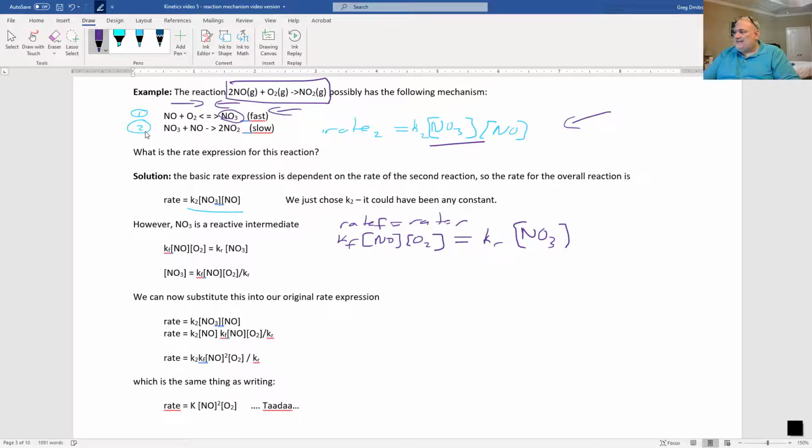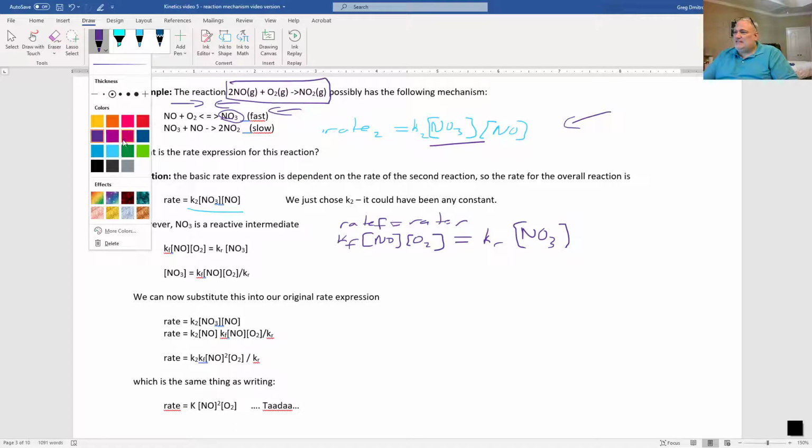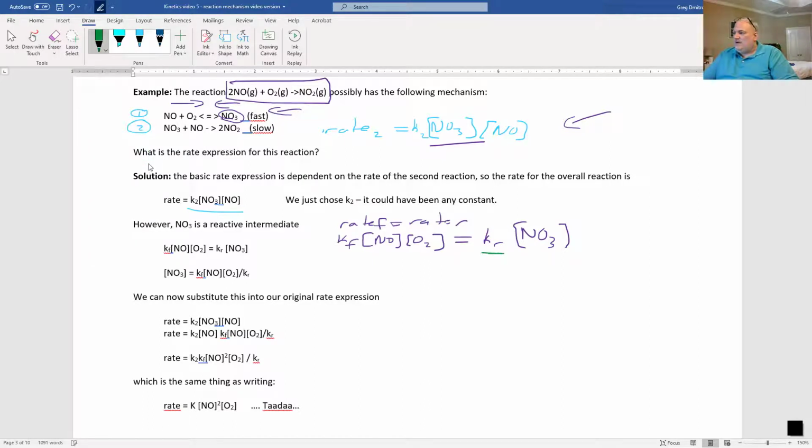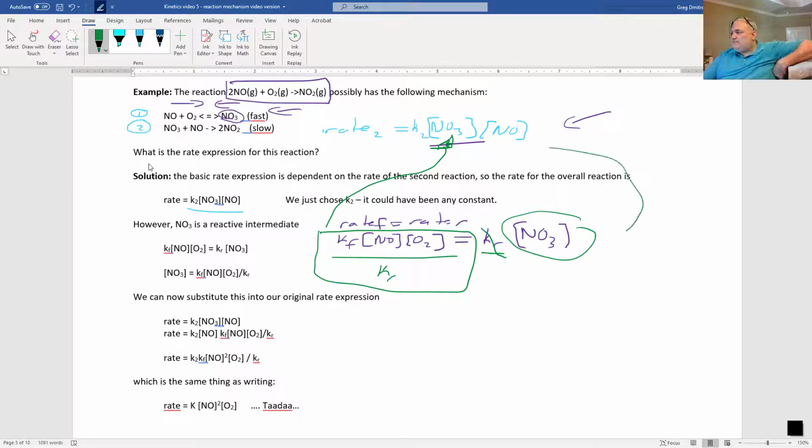If we want to isolate this, could you agree with me that all we have to do is get rid of this Kr on this side, which means dividing it over onto this side? And would I now have an expression for NO3? Then couldn't I take this entire thing and plug it back in for NO3 up here? So I'm going to take this entire expression and bring it down here.